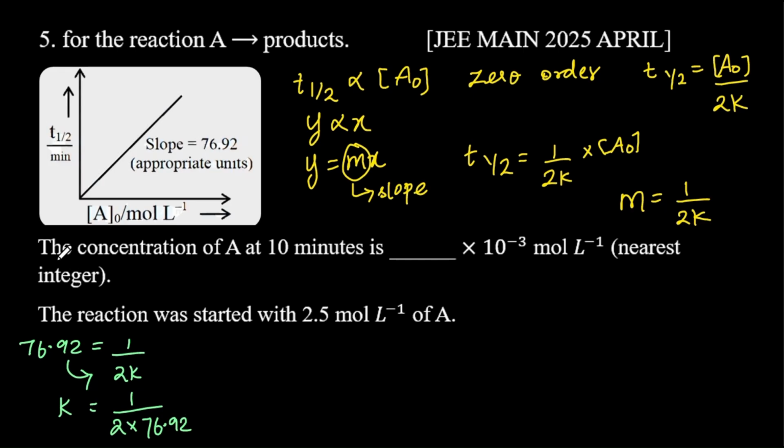So what is the question? The concentration of A at 10 minutes. So the time should be taken as 10 into 10 power minus 3. The reaction was started with the 2.5 mole liter inverse of A. So the initial concentration A naught is given as 2.5. So you have to find the concentration of A after the time 10 minutes.